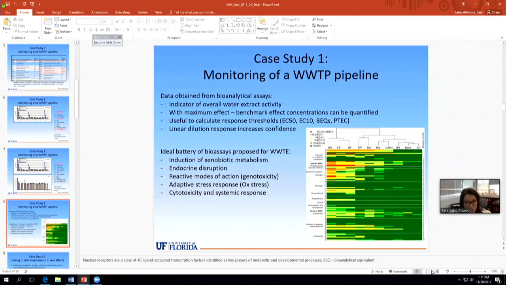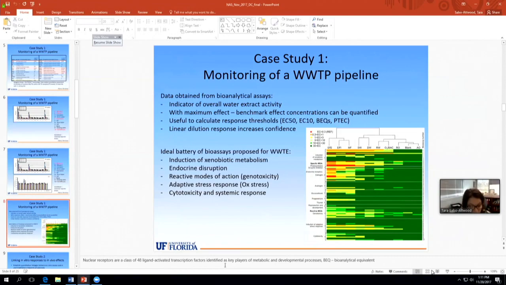This paper was interesting also because it recommended an ideal battery of bioassays to use for complex wastewater treatment effluents, which are highlighted in this clustering diagram. And really the take-home message here is you have the different types of water along the top and the different assays along the vertical axis here. And where we see red and yellow is where there were positive hits, and you can see that those are related to things like induction of xenobiotic metabolism, endocrine disruption, and reactive modes of action, and so forth.